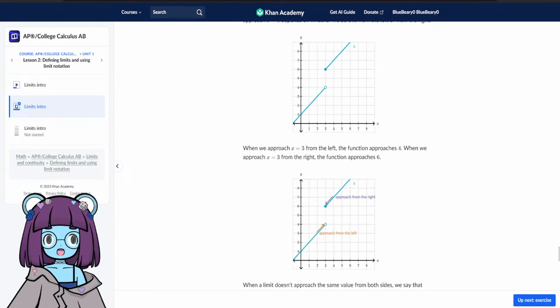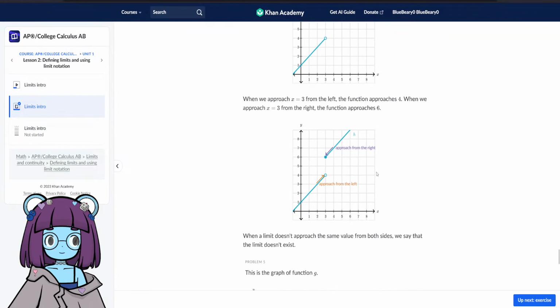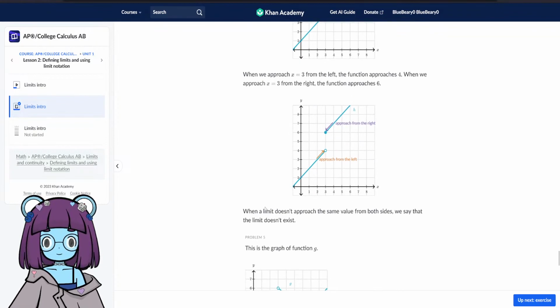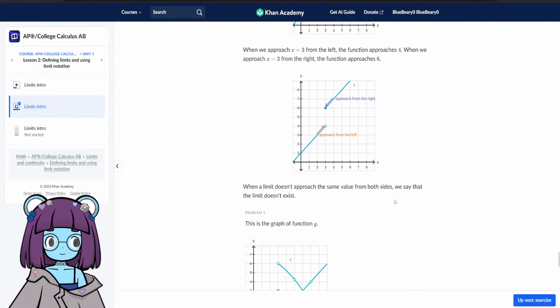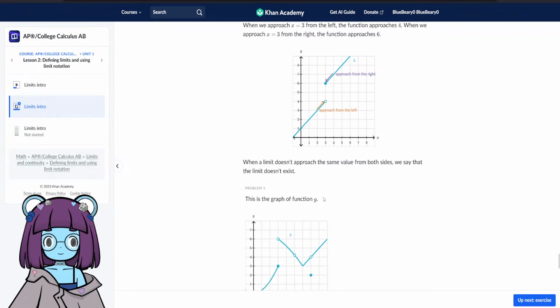When we approach x equals 3 from the left, the function approaches 4. When we approach x equals 3 from the right, it approaches 6. When a limit doesn't approach the same value from both sides, we say that the limit does not exist.